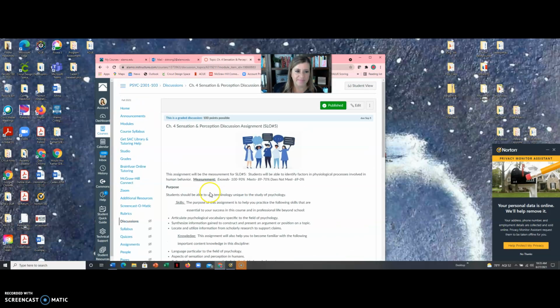Back up at the top, it's not showing in my view right now, but you can see the grading rubric for it. This is an important assignment, not only because it is a significant grade, and you don't have that many discussion questions, so when you miss one, that does affect your grade significantly, but also because this is a measurement for student learning outcome number 5. You can always reach out to me if you have any questions. Please let me know if you need any further examples or what have you. I'm happy to do that for you.